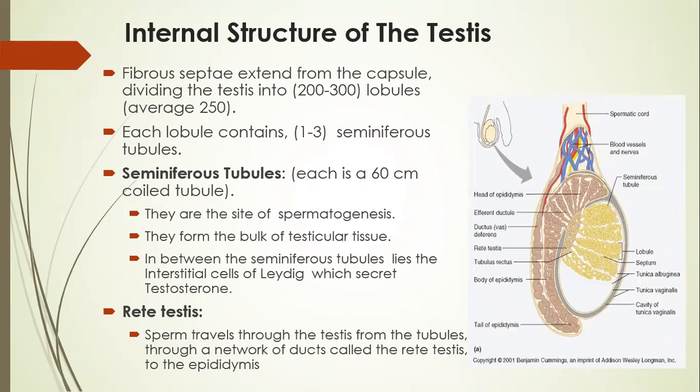Even though it is a very small cavity, within that there are septa which form 200 to 300 lobules. Each lobule contains 1 to 3 seminiferous tubules. Within this small area, there will be almost 2 to 3 seminiferous tubules within each lobule. Seminiferous tubules, what are these? These are nothing but the sites of spermatogenesis.